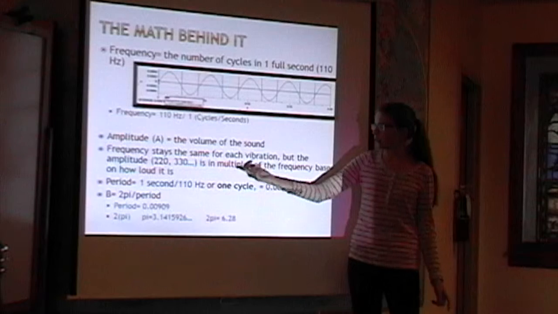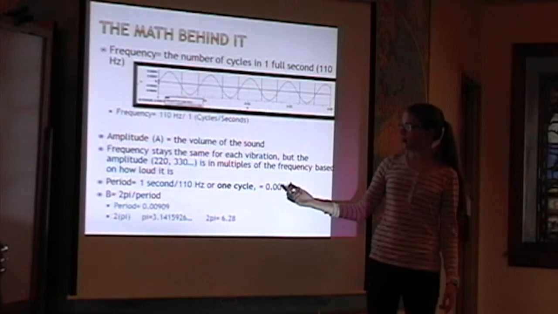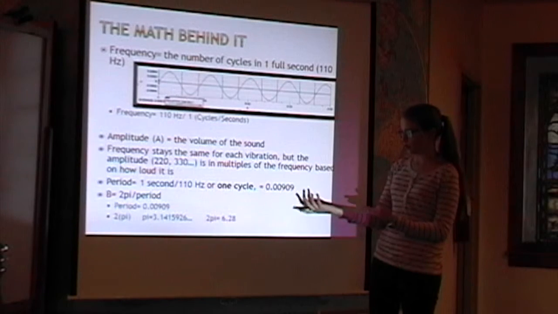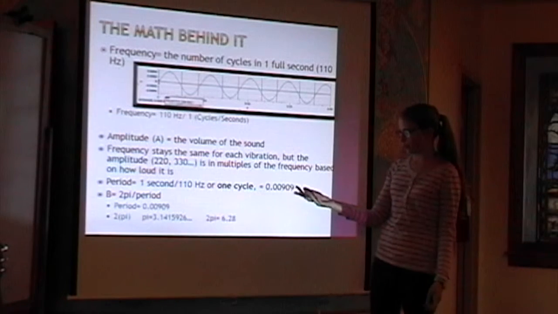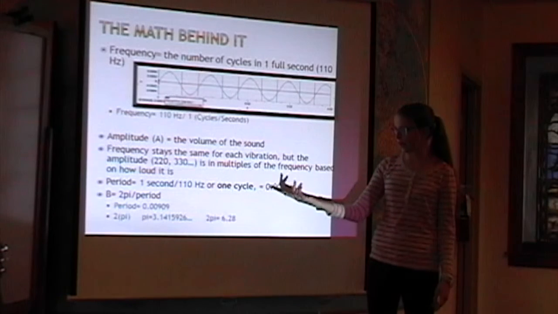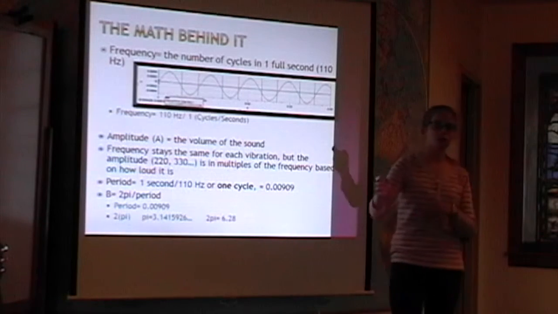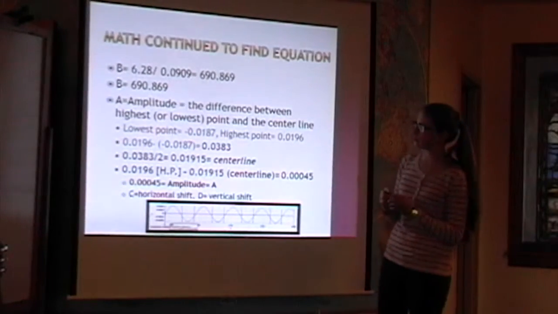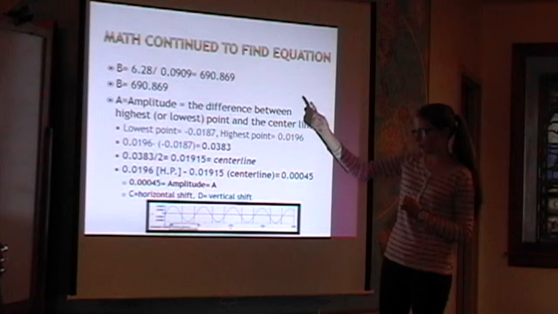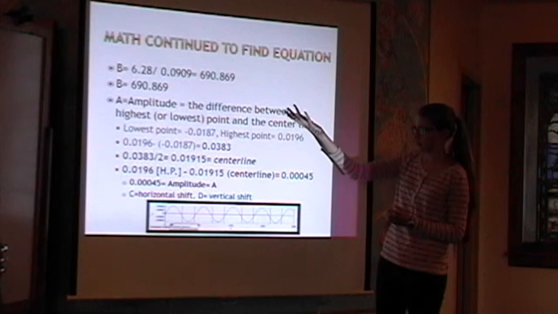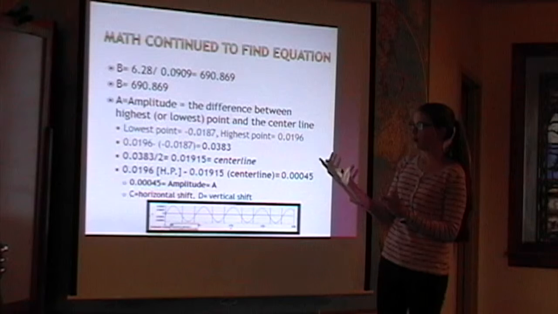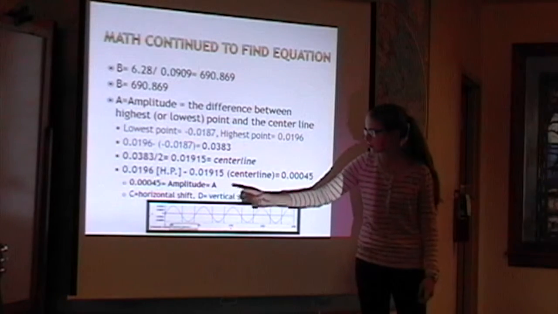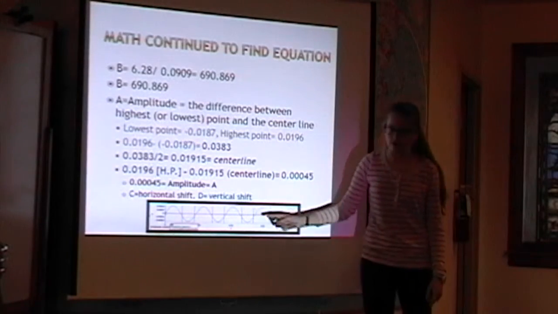And this is just my math for the period. Since it's 1 second divided by 110 hertz, or 1 cycle, you get 0.0099. Then you do 2 pi divided by that to get your B. For your equations, the B will be 690.869 for the sound. Once I have these, you can determine the different movement of the wave.